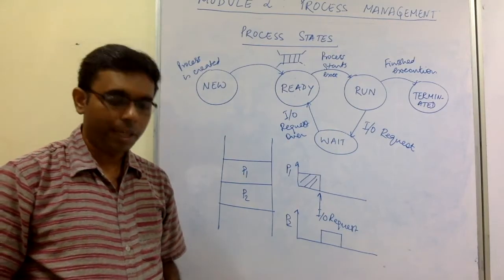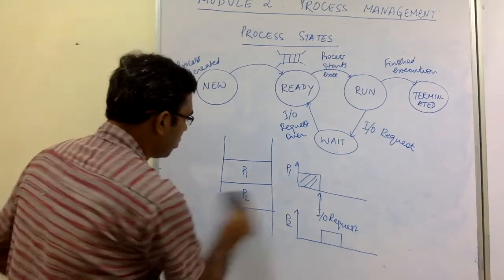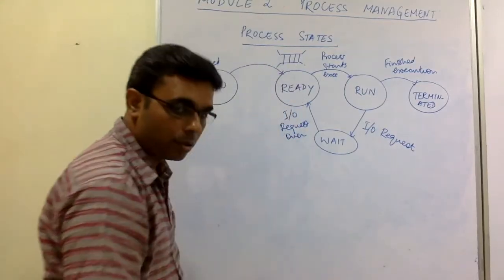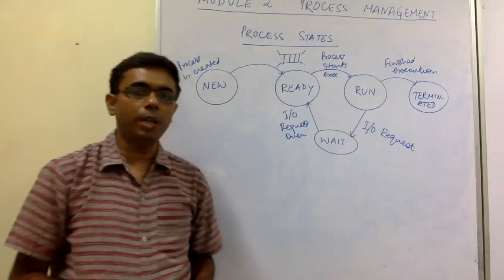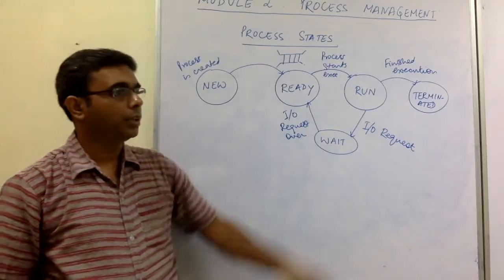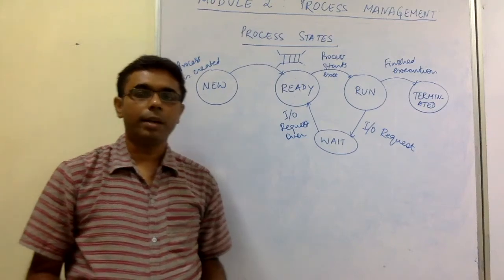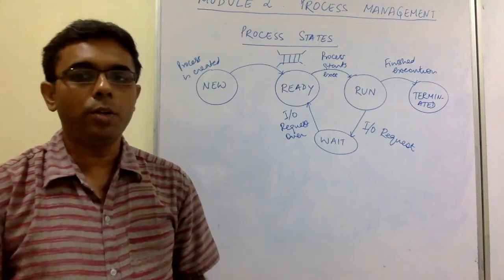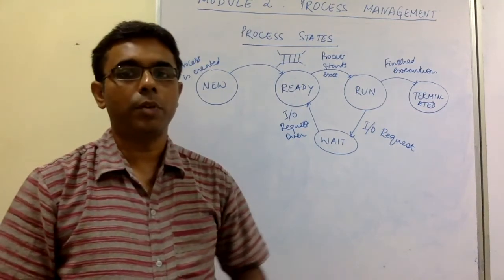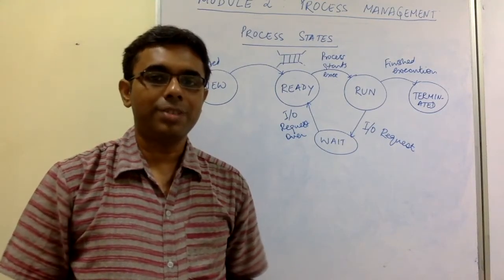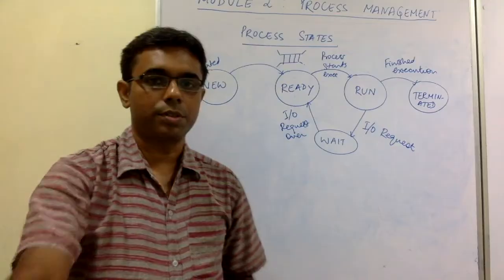So presently, let's summarize that a process, when it starts executing, moves from one state to the other, and in between when it requests an IO, it may go into a wait state, and when the IO request is over, it is again put back to the ready state. So these are the different states of a process.